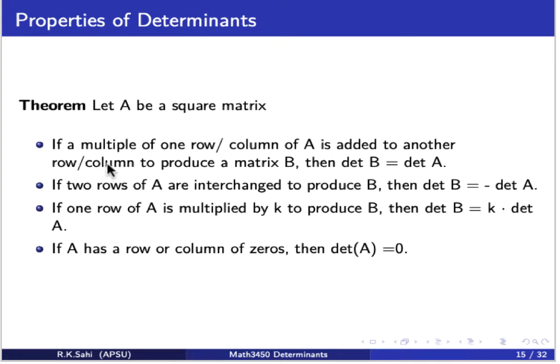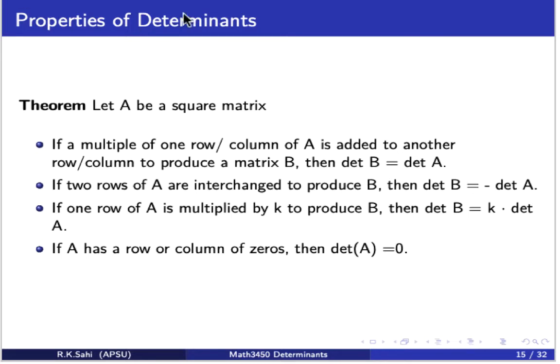The first one is, if a multiple of one row or column of A is added to another row or column to produce another matrix B, then the determinants are basically the same for the original matrix and the new matrix you get. If two rows of A are interchanged to produce another matrix B, then the determinant of the new matrix B is negative times the determinant of the original matrix A.